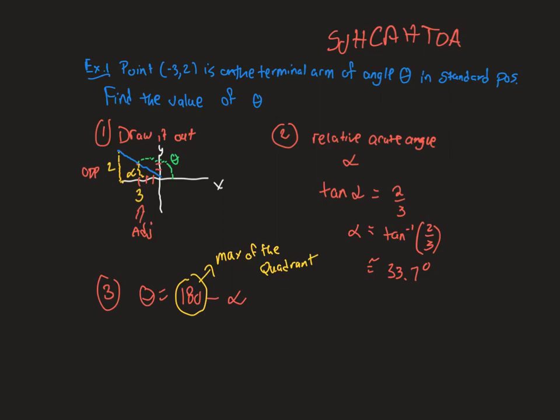So if it happened to be in this quadrant, you would take it away from 270. If it happened in this quadrant, you take it away from 360. If it happened in this quadrant, well, you don't need to do anything because it's already between 0 to 90.